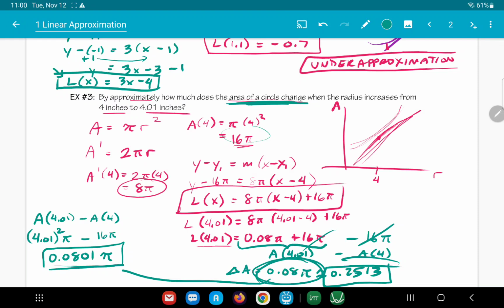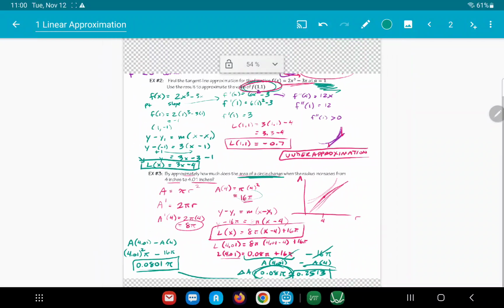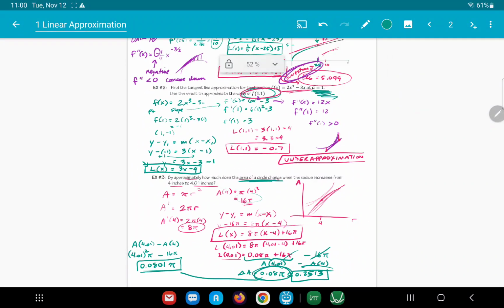Okay, so that's basically what linear approximation is. It's just taking a tangent line and approximating values at the curve, just really close to a value that you definitely know. All right, that'll conclude today's lesson.